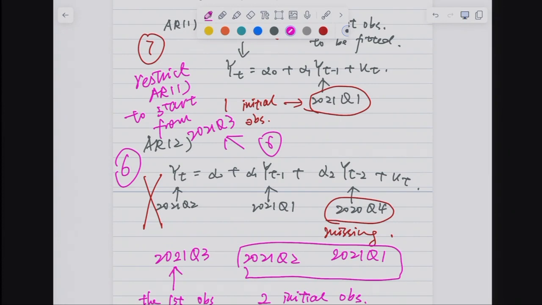Okay? So just remember, in theory, we need to make sure that the T, the effective sample size, is the same across all models that we're comparing. If we're comparing AR1 and AR2 in this specific case, then we need to ensure that the effective sample size is just T equal to 6 for both models.